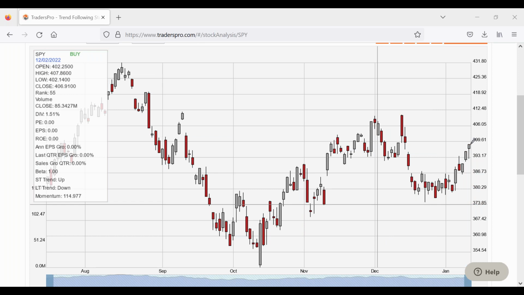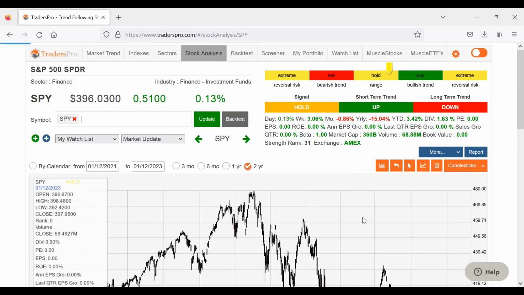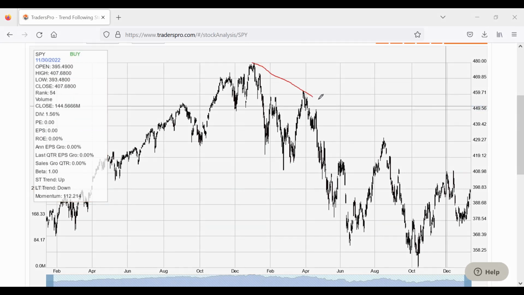Now, why is this such a critical spot right where it's at right now? Why is it so critical? And why am I saying within a day or two, probably tomorrow, we're going to know what direction we're going to move in? Well, this gets back to, let's go to a 2-year chart here so we can see it. We're right smack back at this downtrend line.